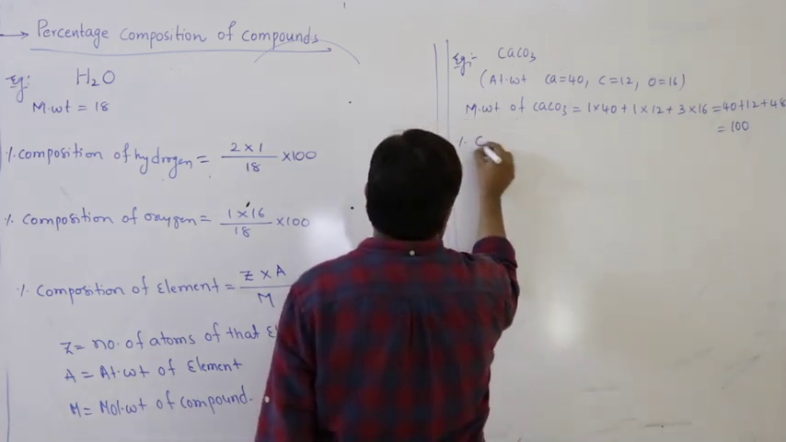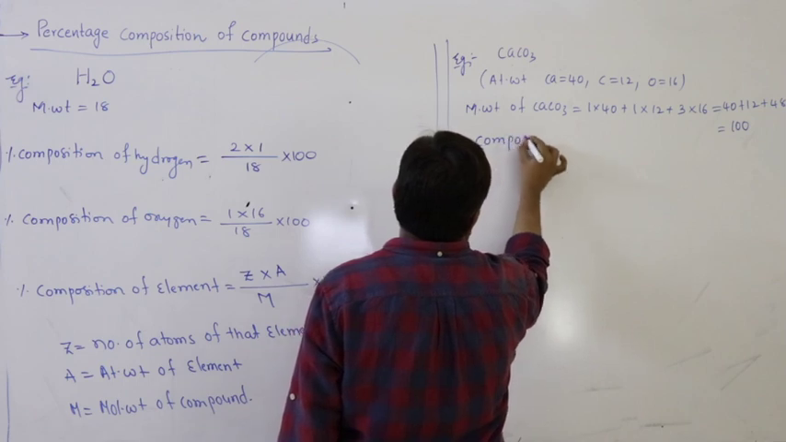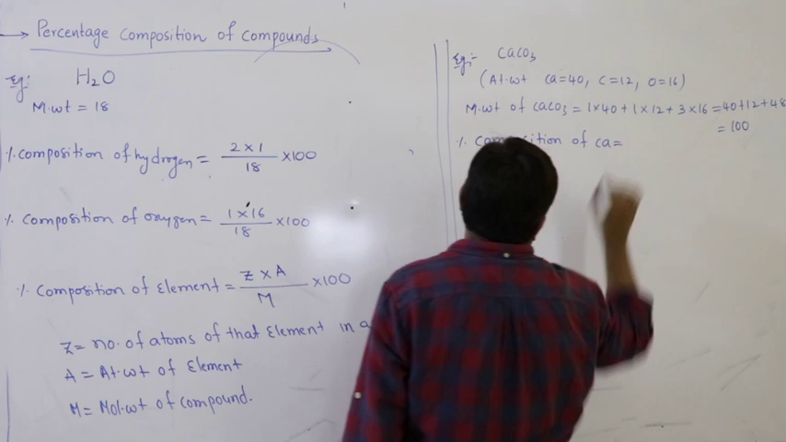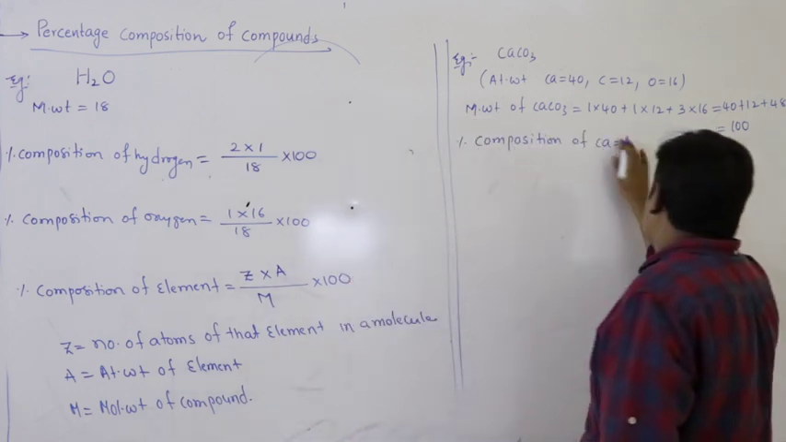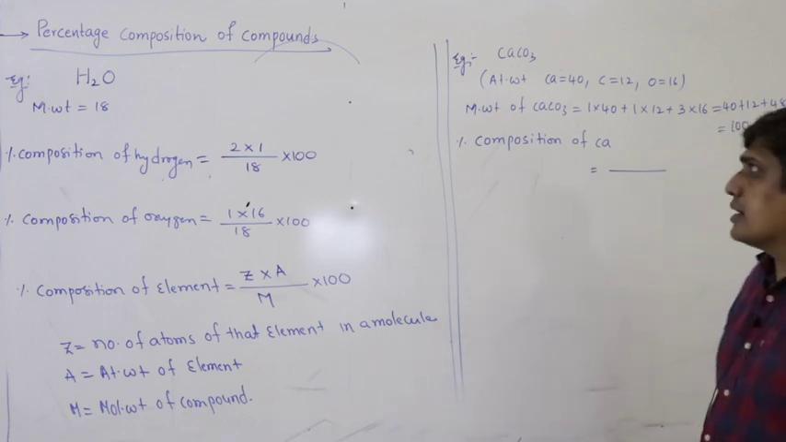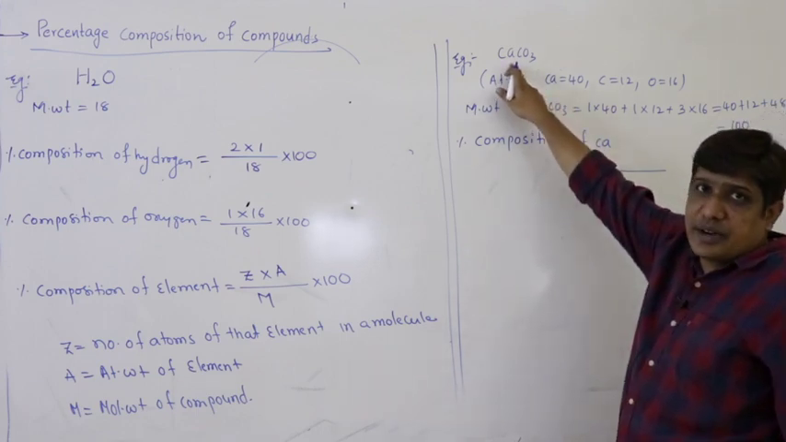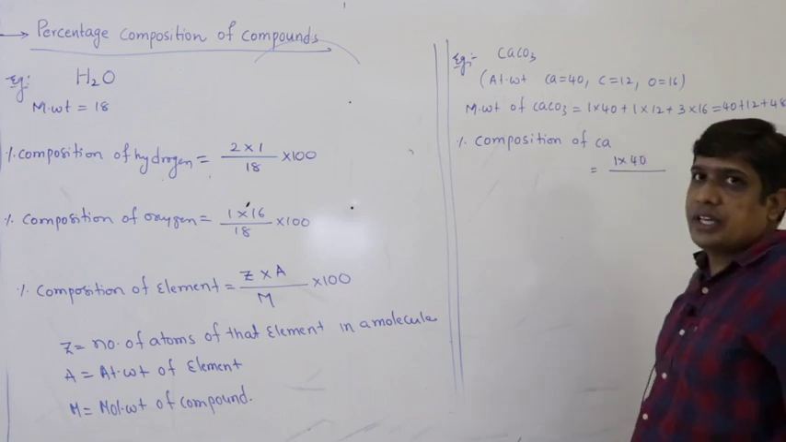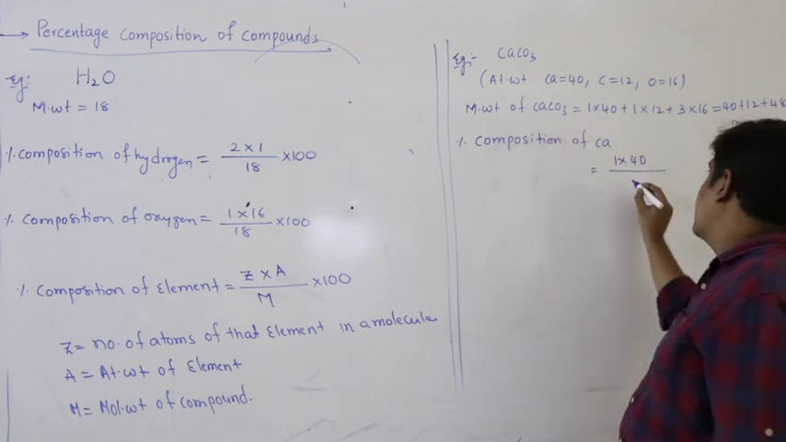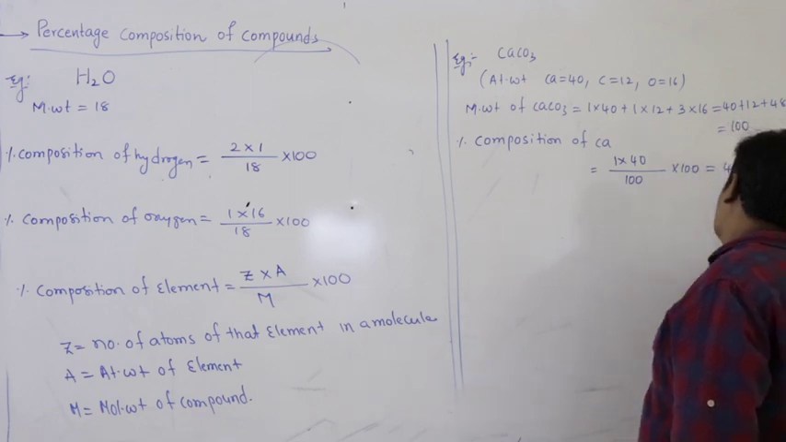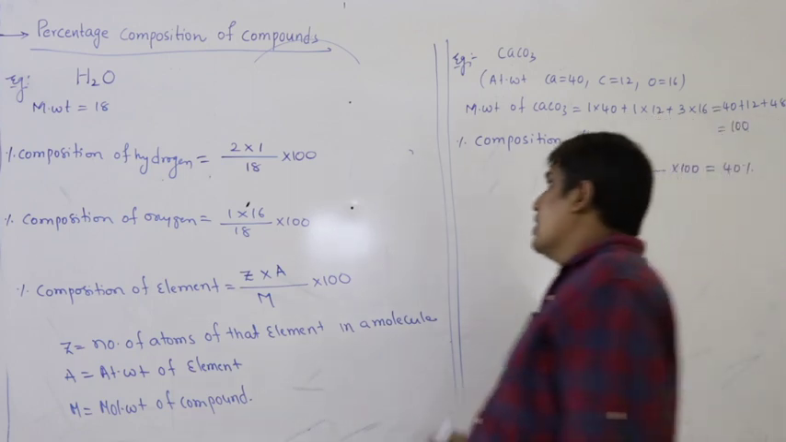So percentage composition of calcium. So this is equal to number of calcium atoms. What is the Z value? How many calcium atoms are present? Only 1. Into atomic weight, that is 40, into molecular weight of CaCO3 100 into 100. So you will get 40 percentage.